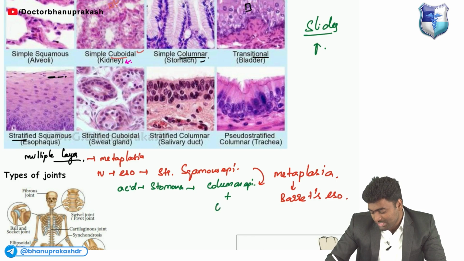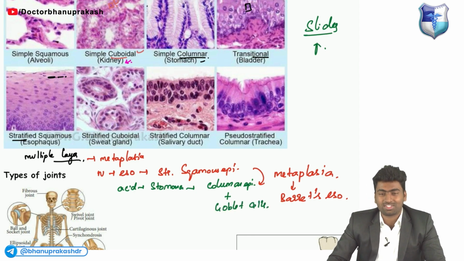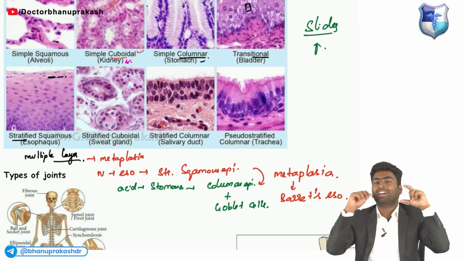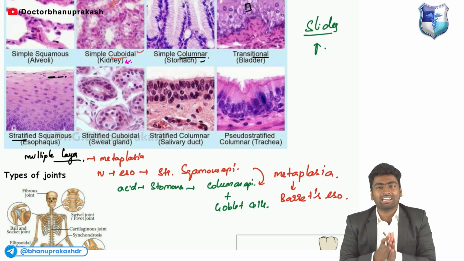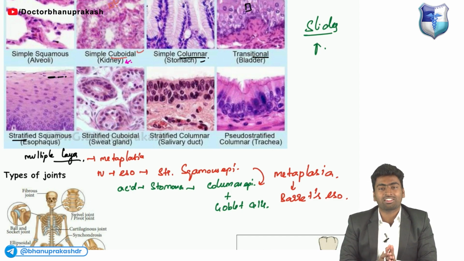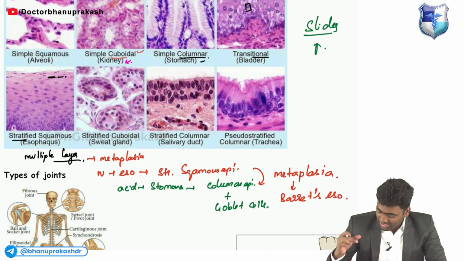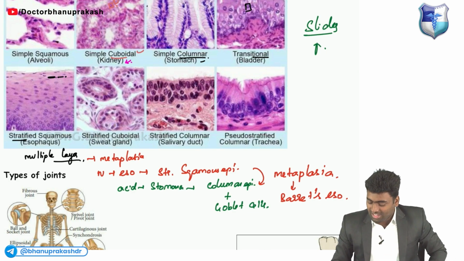It is also the presence of these goblet cells, which are mucus-secreting cells. So this columnar epithelium along with the presence of goblet cells, we will call intestinal metaplasia. Okay, we'll call them intestinal cells and intestinal metaplasia. And that is what Barrett's esophagus is.